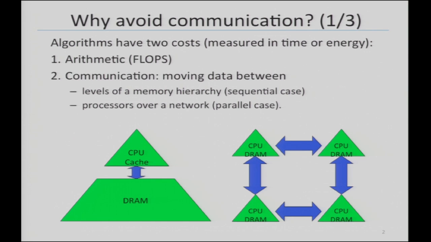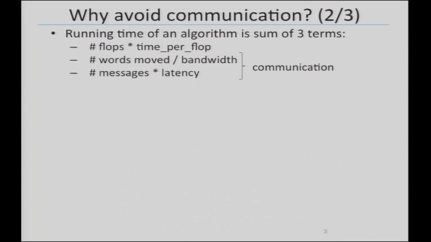I'm going to count the flops, and I'm also going to count how much data I'm moving around. And by data movement, I mean both kinds, either between a processor and DRAM, or between multiple levels of a memory hierarchy, or between processors over a network. So there's my communication model. My cost model is going to be very simple. I'll count the flops, I'll count the number of words moved, and I'll count the number of messages. What's a message? It's a bunch of contiguous words packed together.